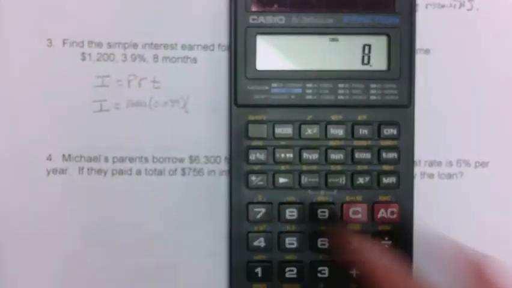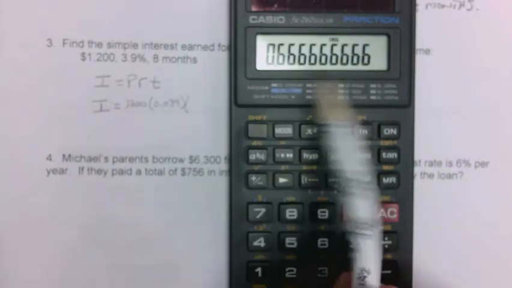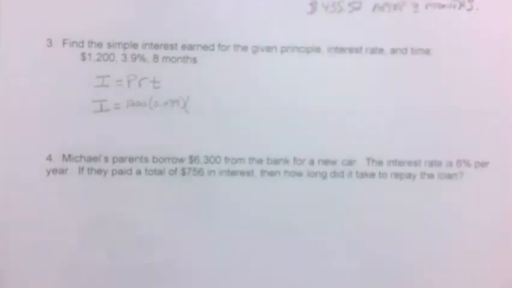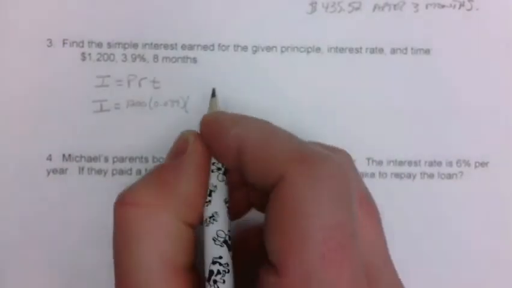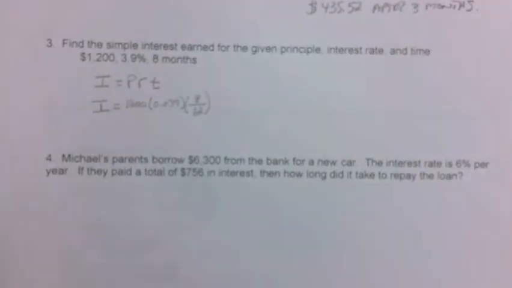And if we do 8 divided by 12, notice that your calculator gives you a repeating decimal, okay? When I have a repeating decimal like this, I'm just going to keep the fraction that I was working with, okay? 8 months out of the 12 months, 8 over 12, is the fraction that I'll use for time, okay? 8/12 of a year is 8 months.